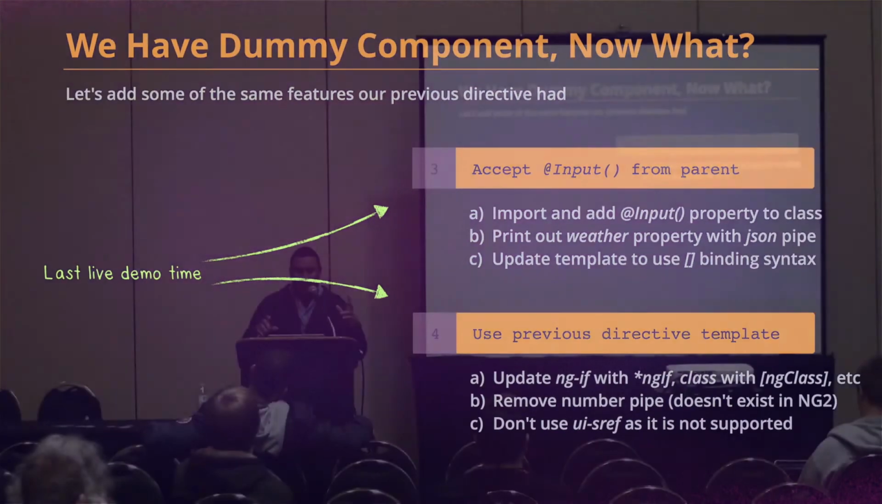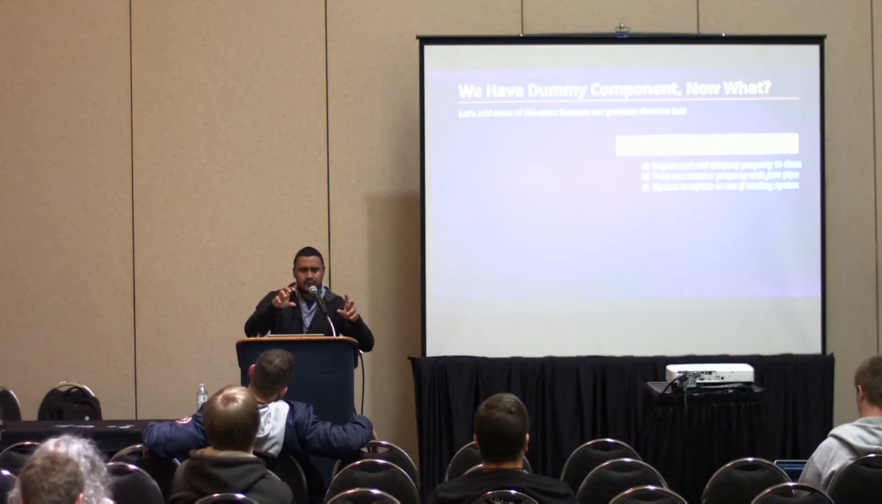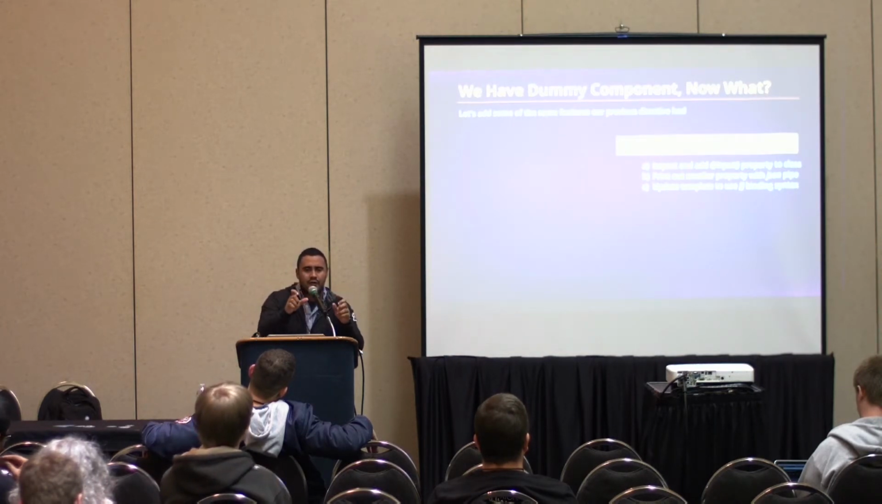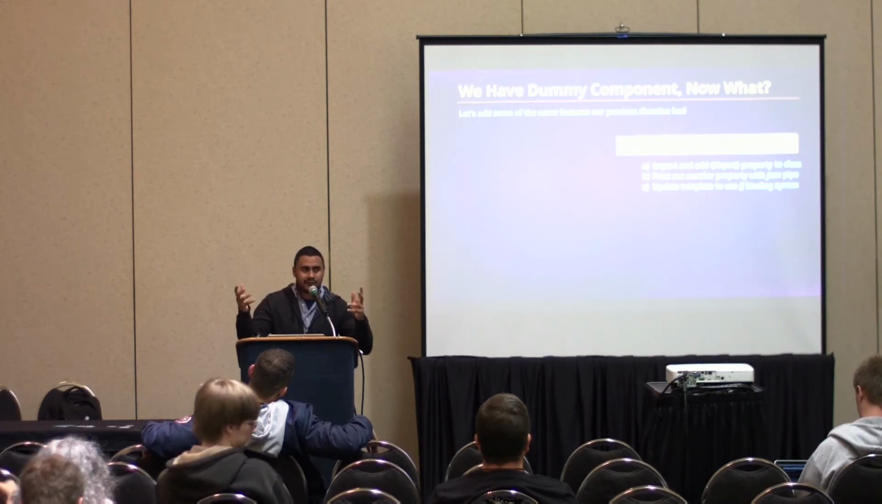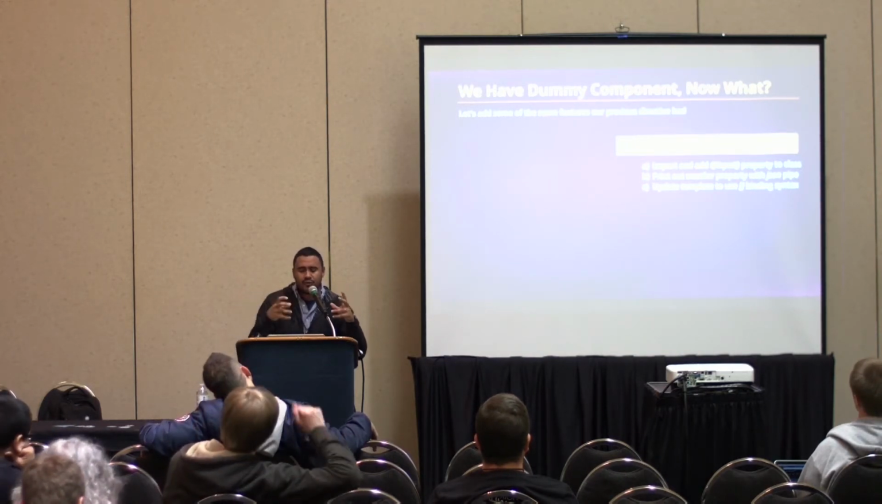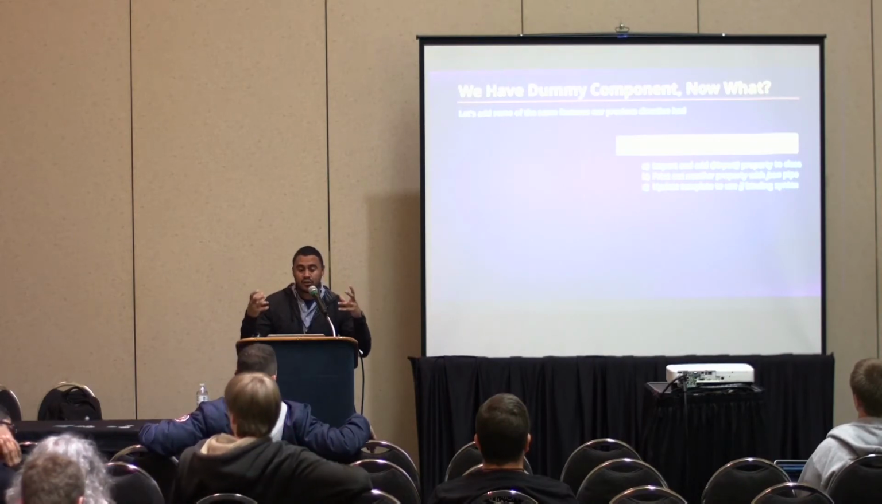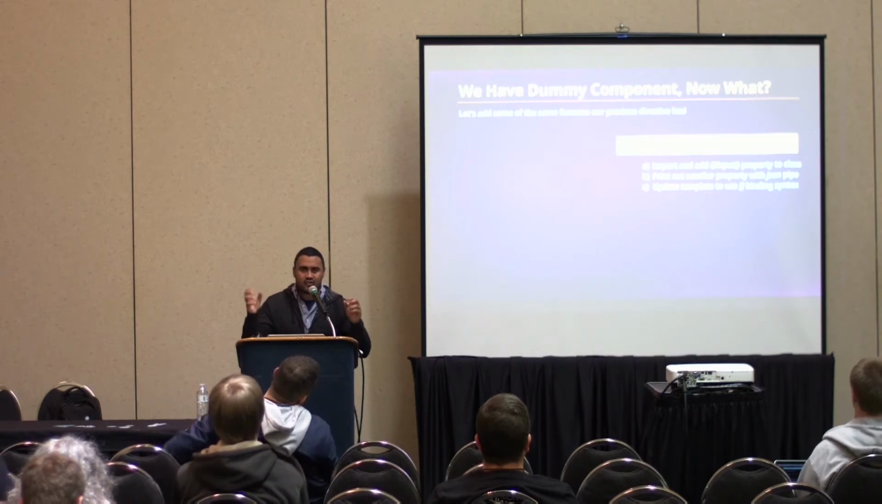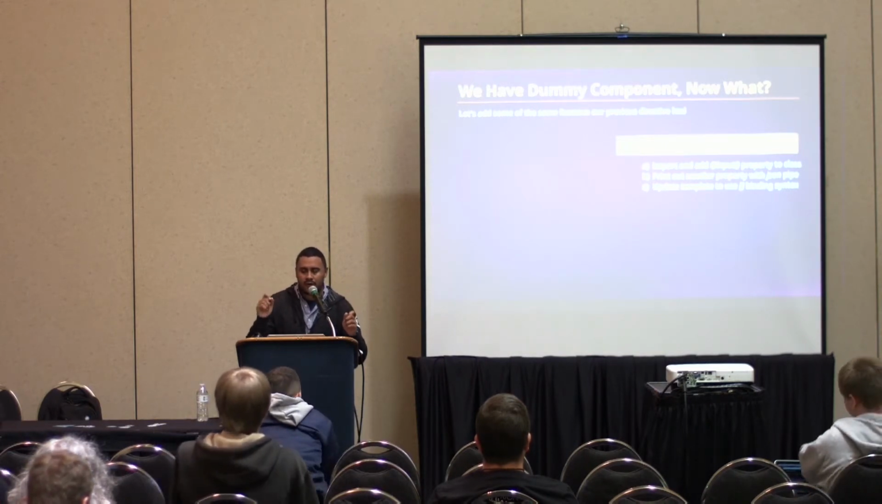What do we do? Well, the first thing we want to do is make it accept arguments. Remember, I was passing in the weather object into our directive, and that made things look pretty okay. We're going to do the equivalent of that in Angular 2. Now, the syntax looks a little bit different for that. Instead of using scope, we're going to be using something called input.